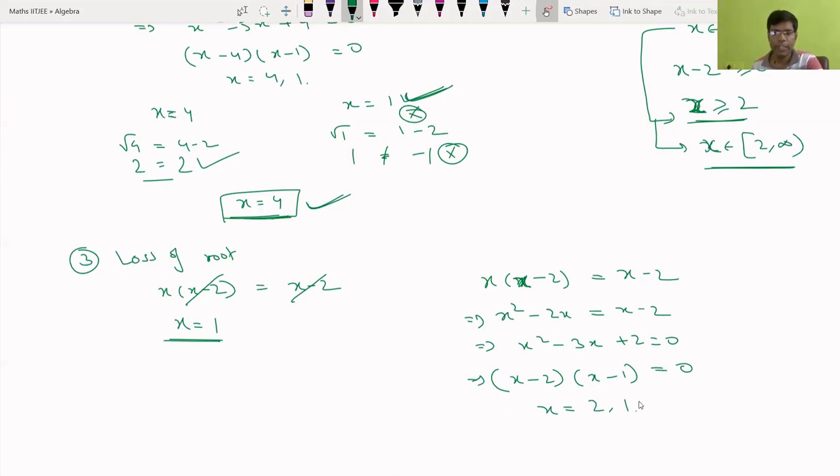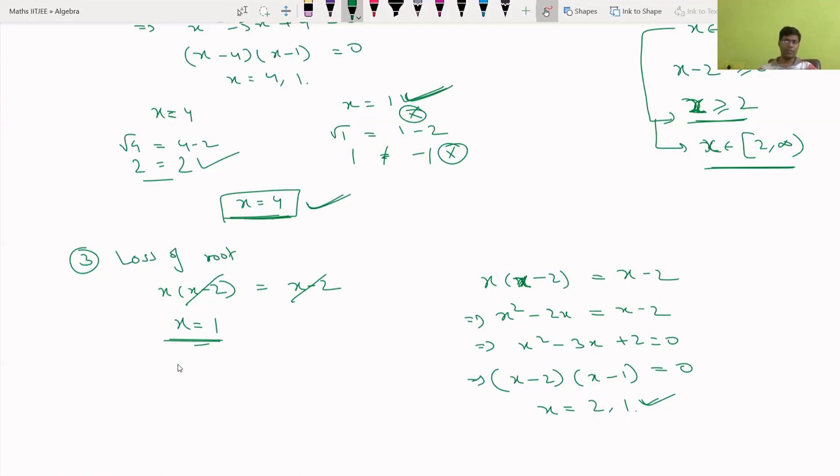So here I am getting two roots. But here, because I cancelled it, I'm getting only one root. So we should always be careful that we don't cancel off the roots. Otherwise, we lose the roots.